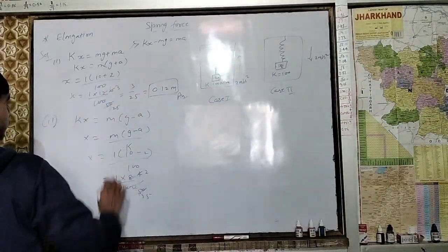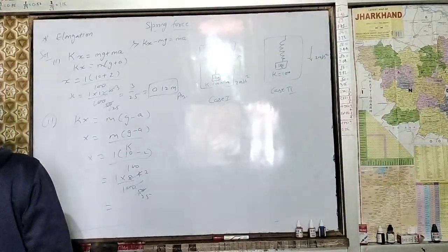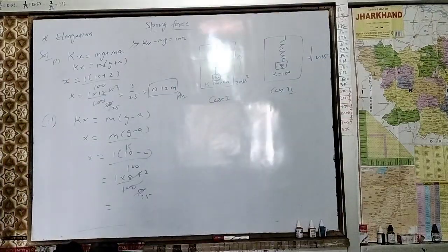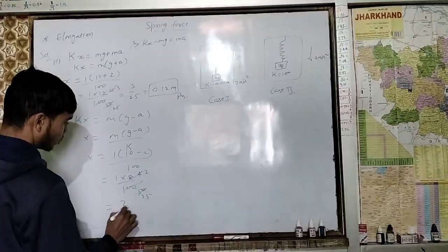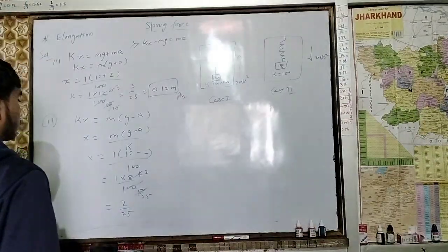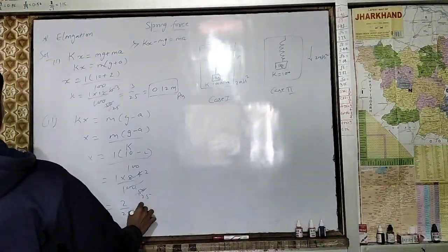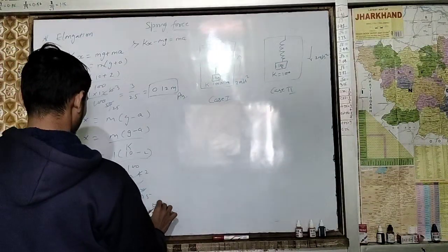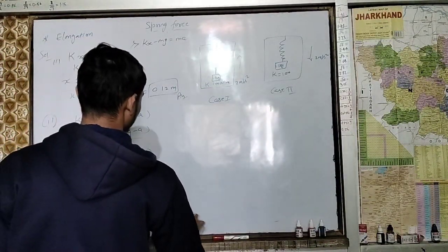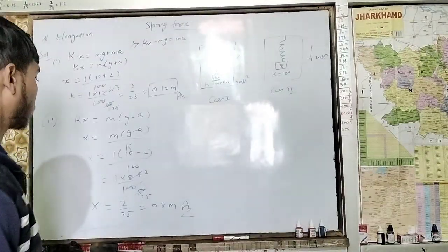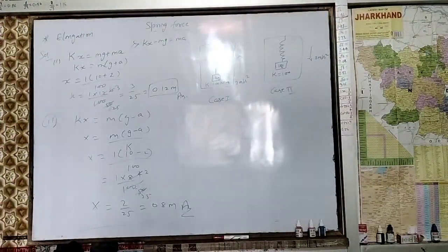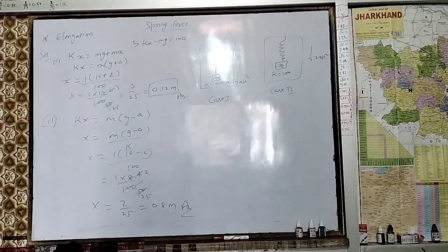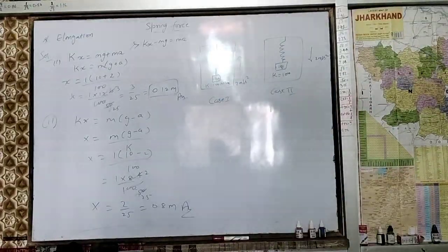So 8 upon 100, which is 2 upon 25. 2 upon 25 will be our x. X is 0.08 meter. This is our x, the elongation. Total external force is equal to M a.